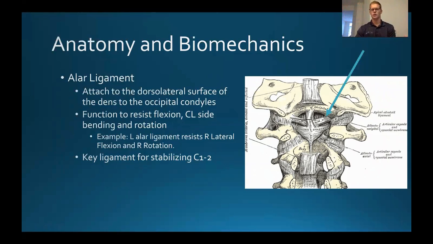Their function is to resist flexion, contralateral side bending, and rotation. So if you are stressing someone's left alar ligament, the left alar ligament is going to be resisting right lateral flexion or right rotation. So when you do right rotation, you can imagine that the left alar ligament is what is getting stretched or pulled, resisting that movement. Along with the transverse ligament, it is one of the key stabilizing structures in the upper cervical spine, so it's very important.